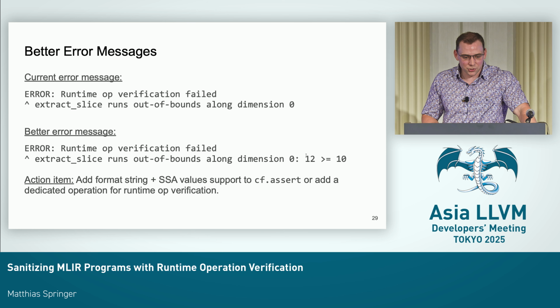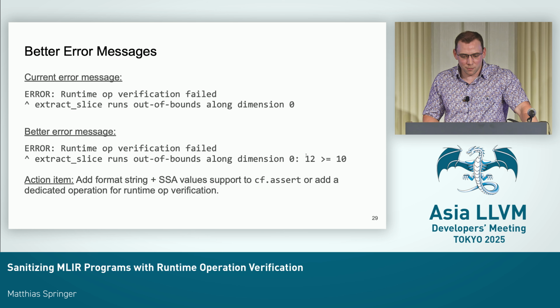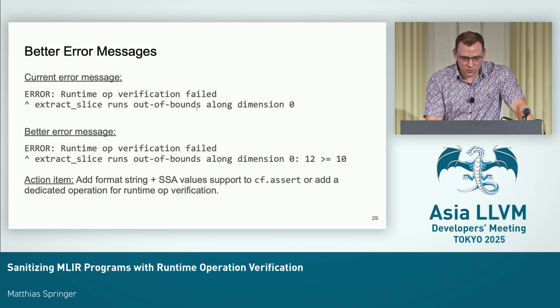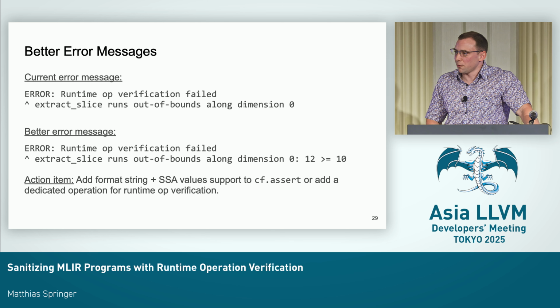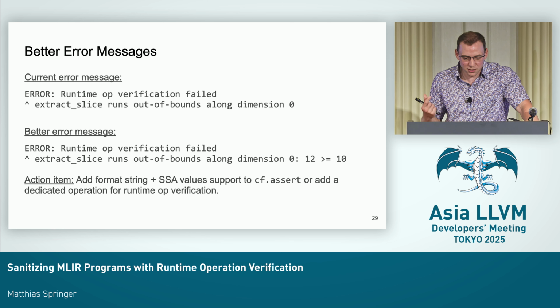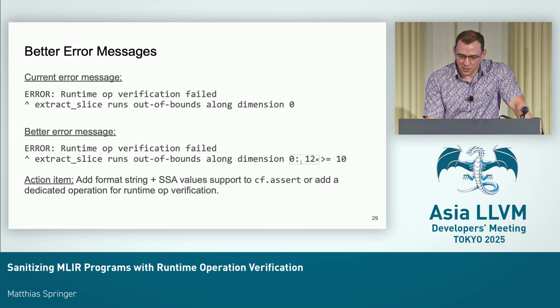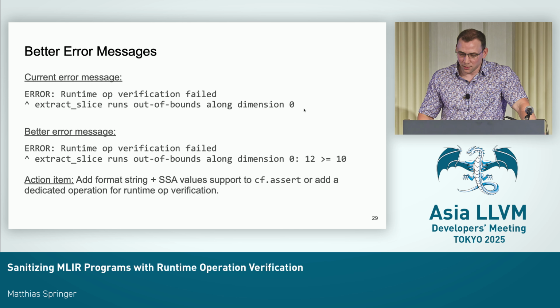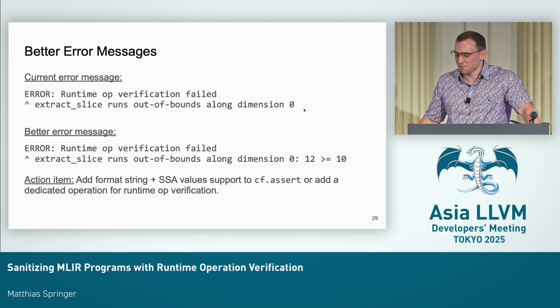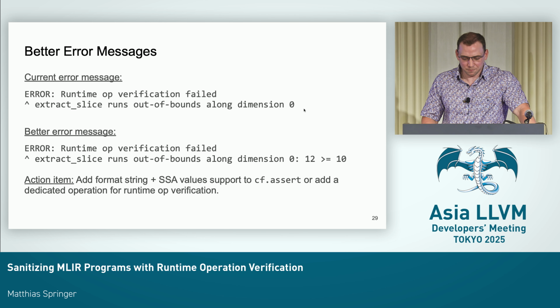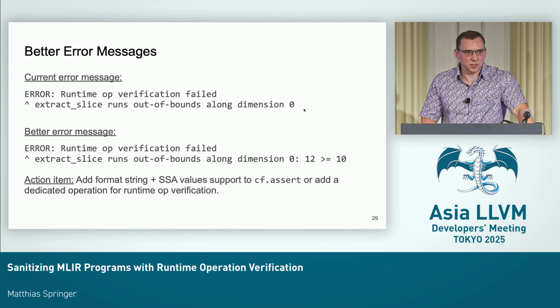And finally, I think we should start investing in better error messages. This is the current error message for an extract slice that runs out of bounds. If you compare that with the static op verifier, it doesn't give you as much information because it doesn't print why the dimension ran out of bounds. I think we could improve this by adding a format string to cf.assert plus SSA values that should be printed, or maybe even add a new operation for runtime verification in particular.